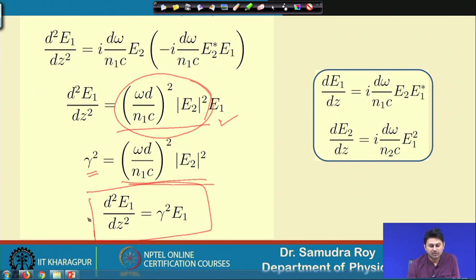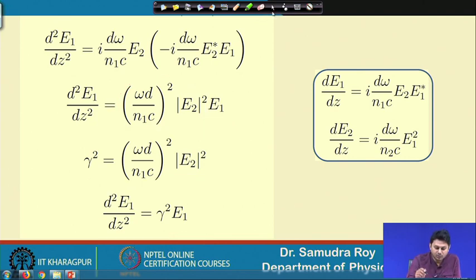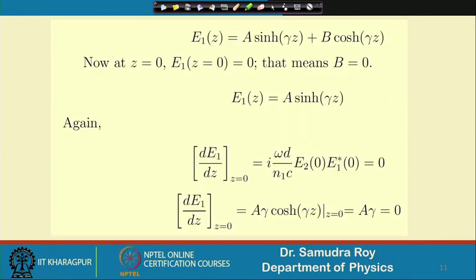This is a second order differential equation, and we also know the solution of that. So, what kind of solution will we have? We will have a sine hyperbolic or cos hyperbolic kind of solution. Eventually, we will have an exponential hyperbolic solution, and this can be written very easily with sine hyperbolic and cos hyperbolic.